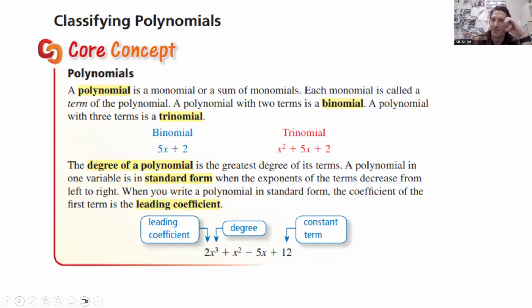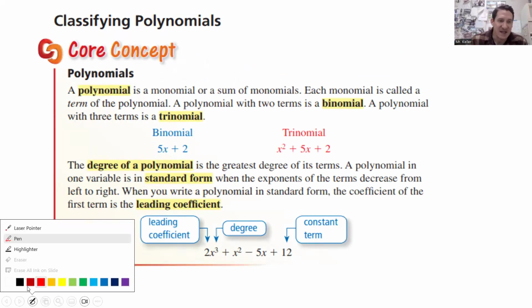A polynomial is the sum or difference of one or more monomials. A monomial is just a number, a variable, or the product of the two, so that means you're multiplying them together. Like 5x or x squared, any of this stuff, these are all monomials. We add them or subtract them, we get a polynomial. What's important is standard form of a polynomial is what we're going to do first.